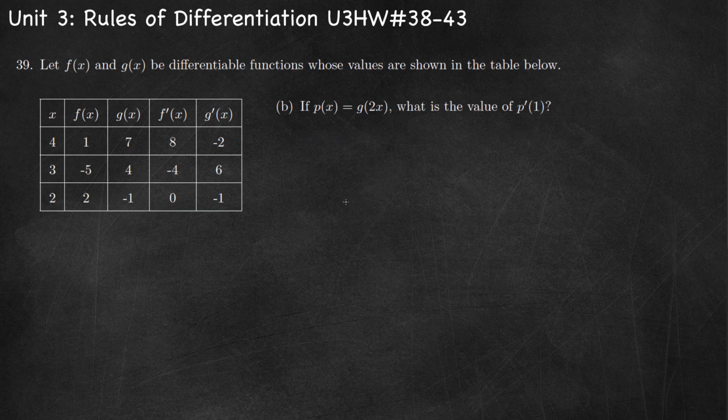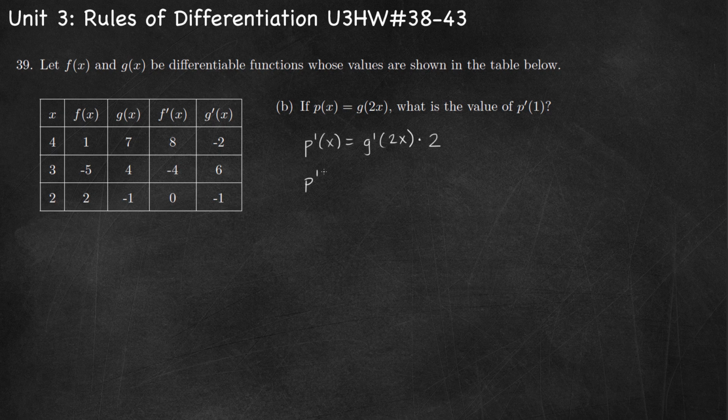Part B, if p of x equals g of 2x, what is the value of p prime of 1? So before we find p prime of 1, we need to find p prime of x. P of x equals g of 2x. That's a composite function. This is g of stuff. So the derivative of g of stuff is g prime of stuff times the derivative of the stuff. And the derivative of 2x is 2.